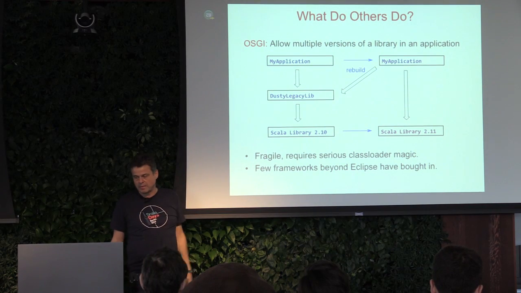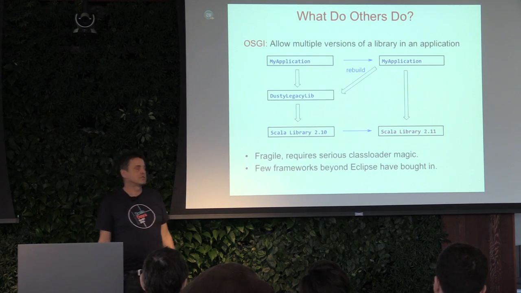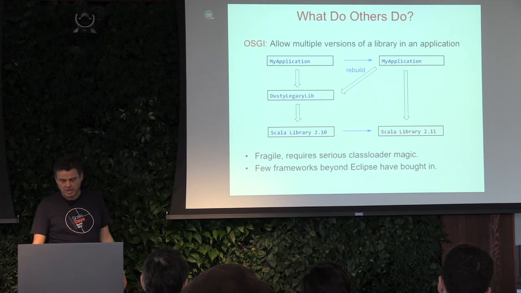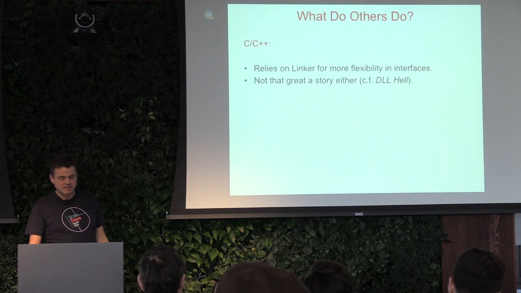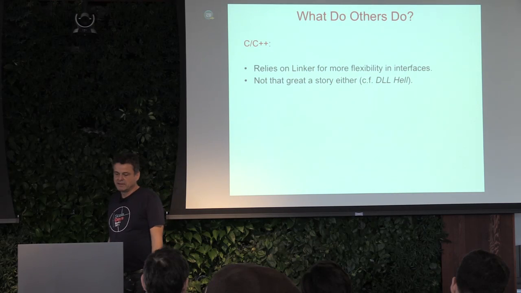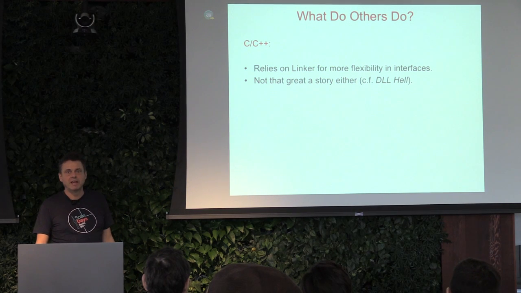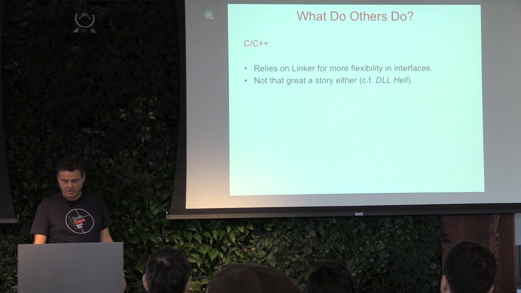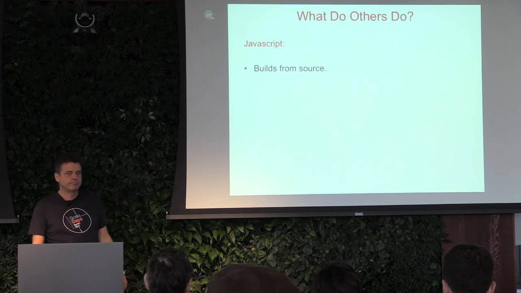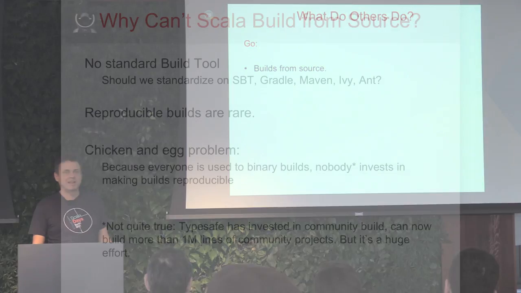It requires serious class loader magic. It's quite fragile. And some frameworks use that, for instance, Eclipse, but very few frameworks beyond Eclipse have bought in here. Okay, so that was the Java world. What about C++? Well, C++ relies on a linker for more flexibility of interfaces, and it's not really that great a story either. So the name DLL hell doesn't come from nothing. What about Clojure? Well, Clojure builds from source. JavaScript, built from source. Python, built from source. Ruby, built from source. Go, built from source. Okay, so it seems we have a clear winner here.